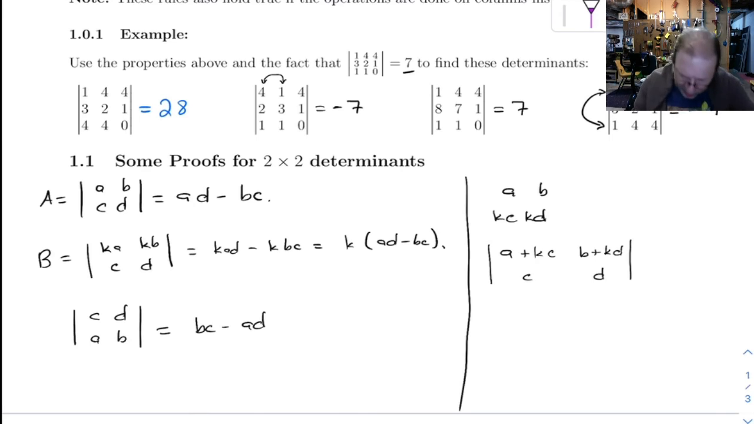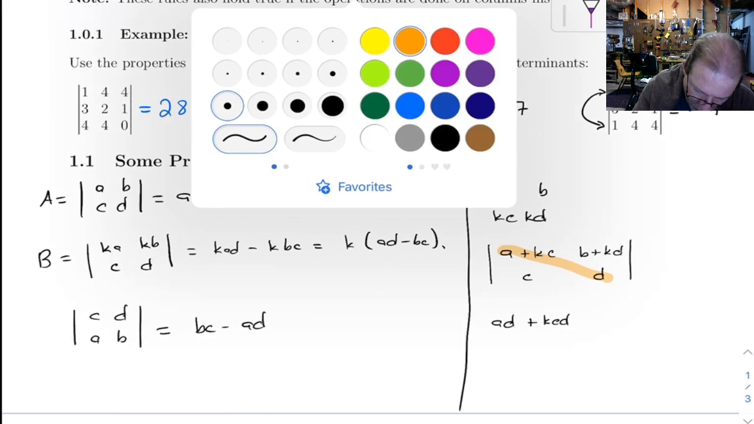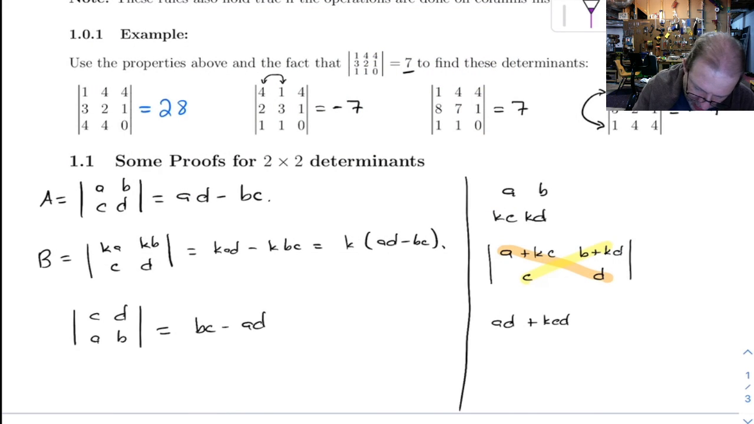So let's see what happens here. When I multiply the diagonal, I get AD plus KCD. Let's multiply these guys. And then when I multiply those, I get minus BC plus KCD. So notice that the KCD term cancels, and you're just left with AD minus BC.